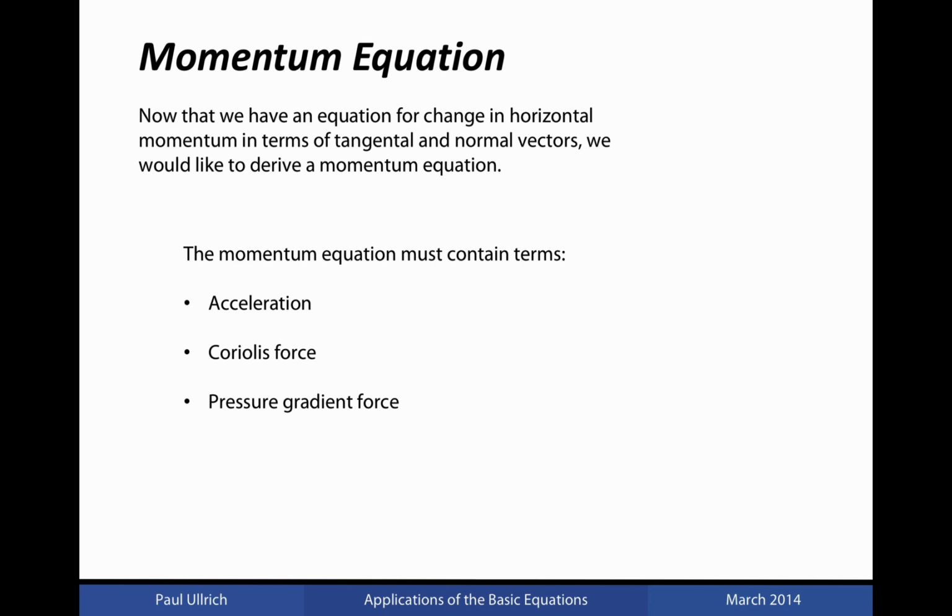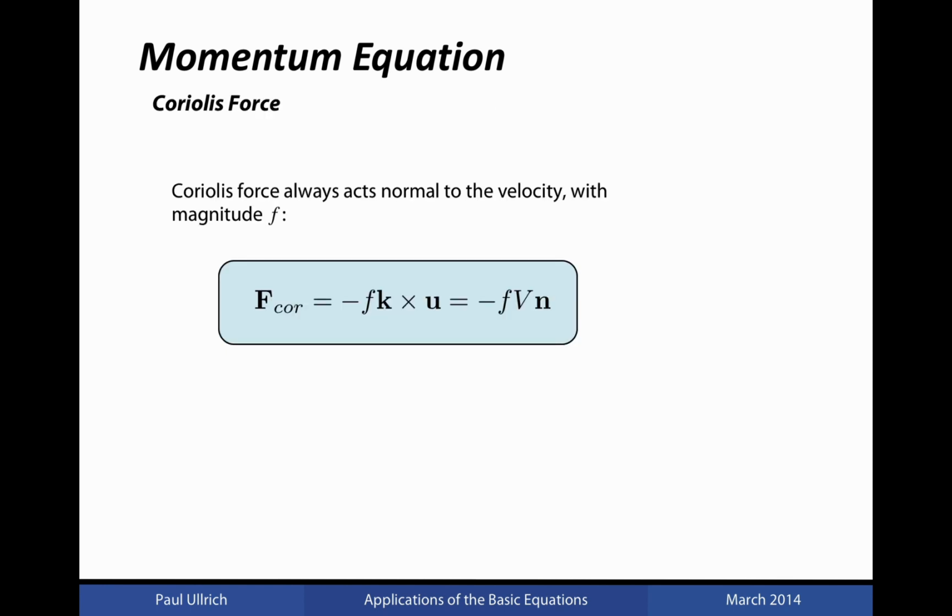Alright, so now that we have an equation for the change in the horizontal momentum in terms of tangential and normal vectors, we'd like to derive a momentum equation. So this momentum equation will include the acceleration, Coriolis force, pressure gradient force, and in particular the acceleration term here will incorporate the curvature associated with the flow.